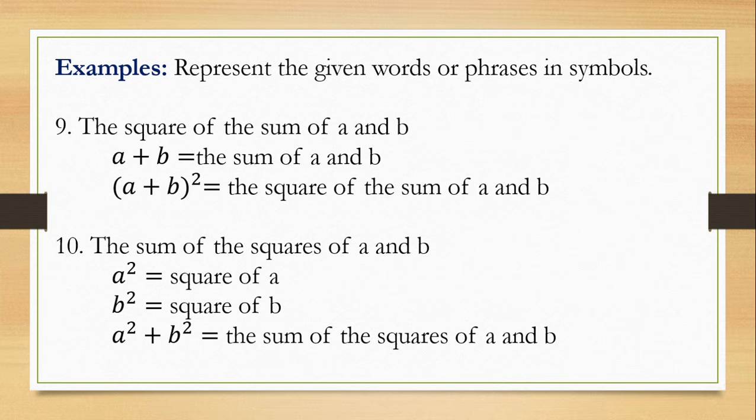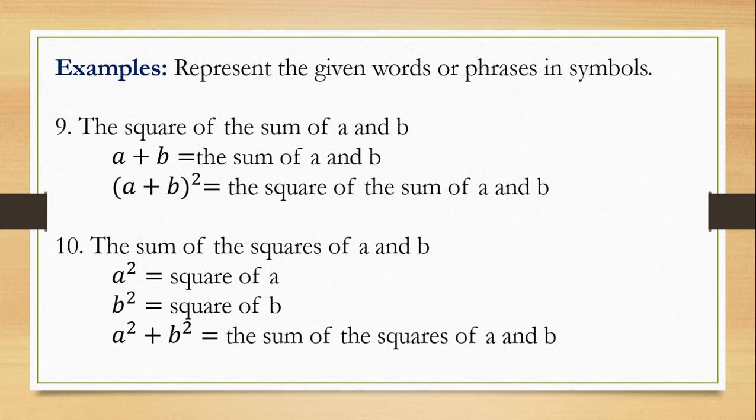So next, the square of the sum of a and b. Let a plus b be the sum of a and b. But the question is the square of the sum. So we have to square the a plus b. That will be the square of the sum of a and b.